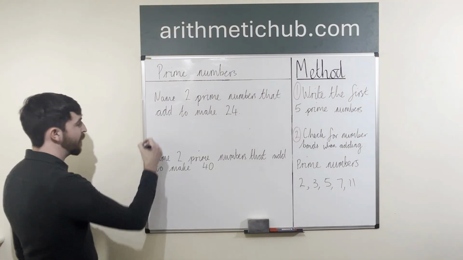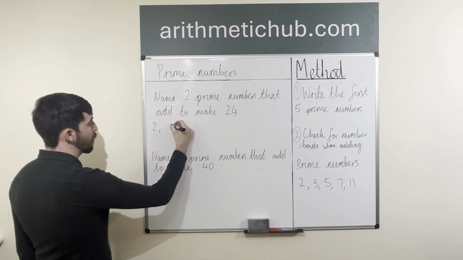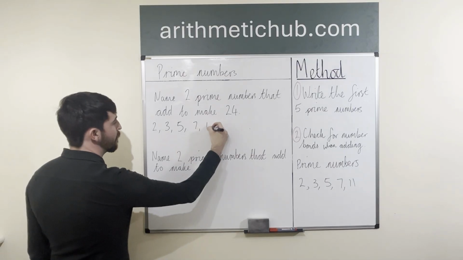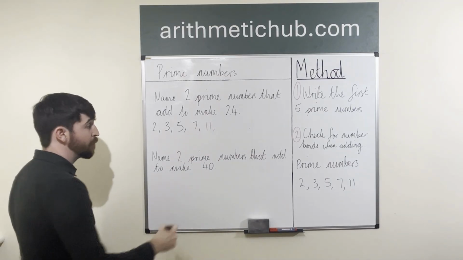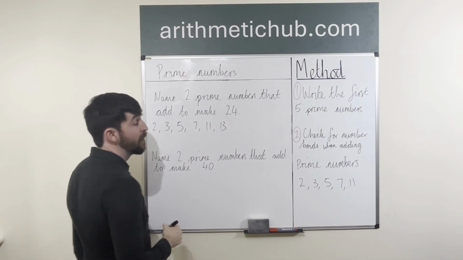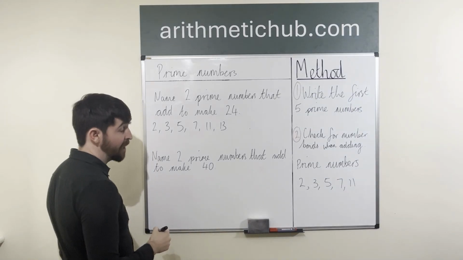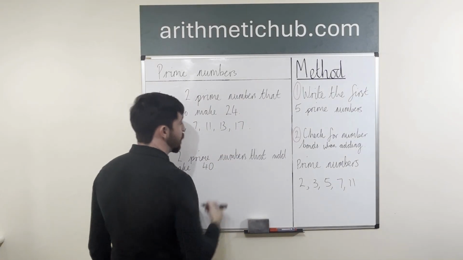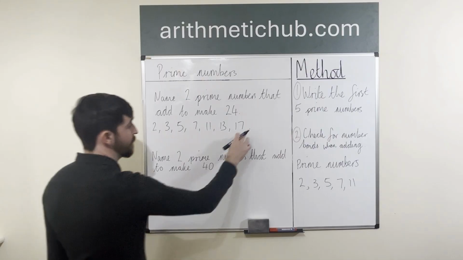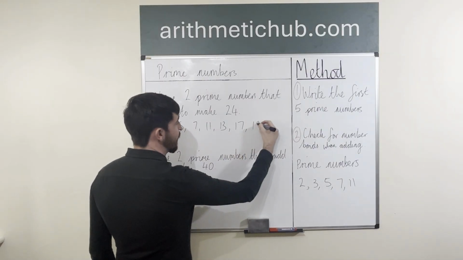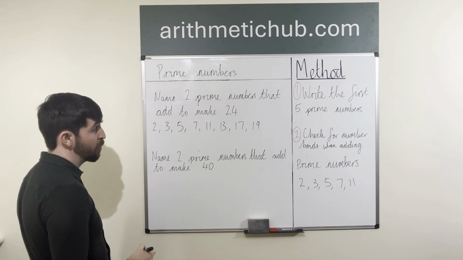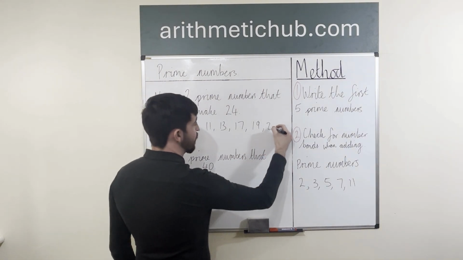Well, we've got the first 5 there, so let's write them down. 2, 3, 5, 7, 11, 12 isn't prime, 13 is, 14 isn't prime, 15 isn't prime, 16 isn't prime, 17 is going to be prime, 18 isn't, 19 is, 20 no, 21 no, 22 no, 23 is.